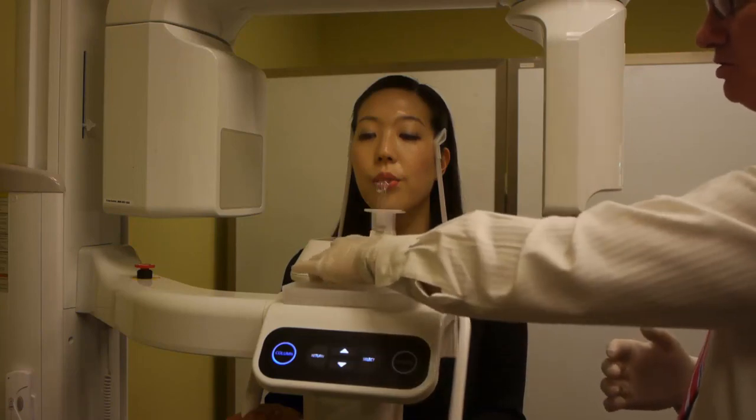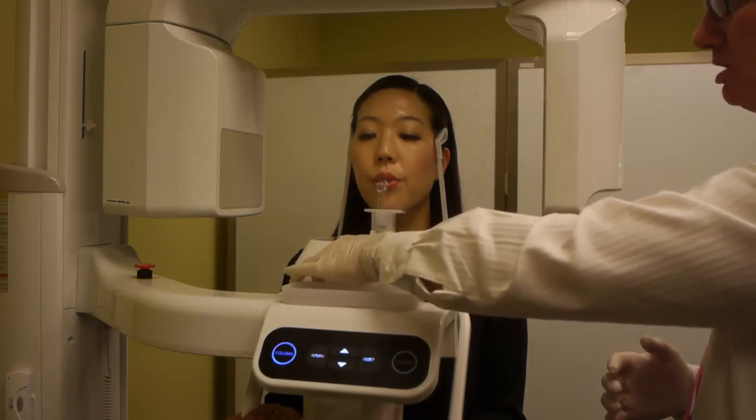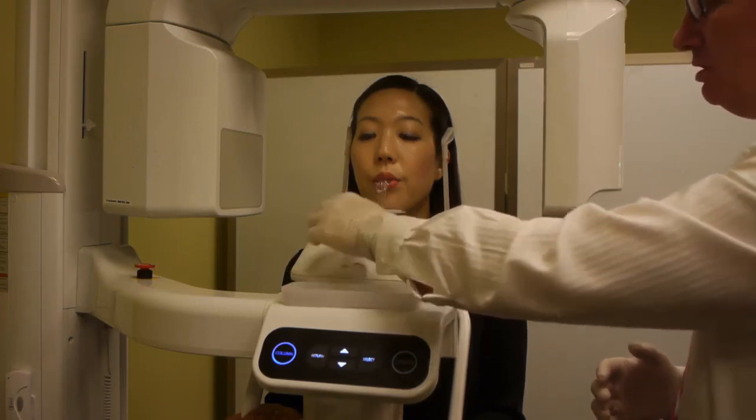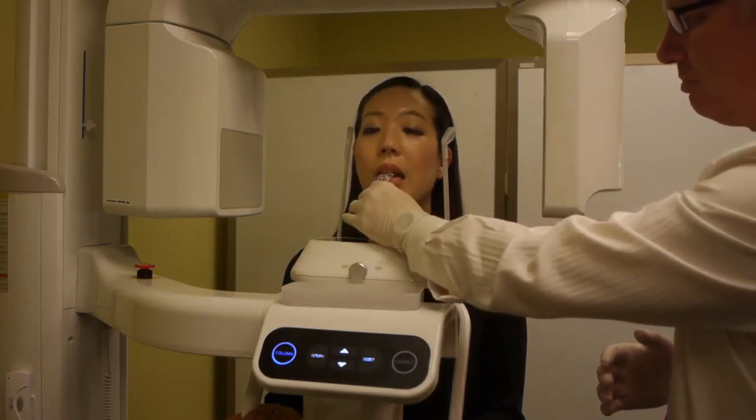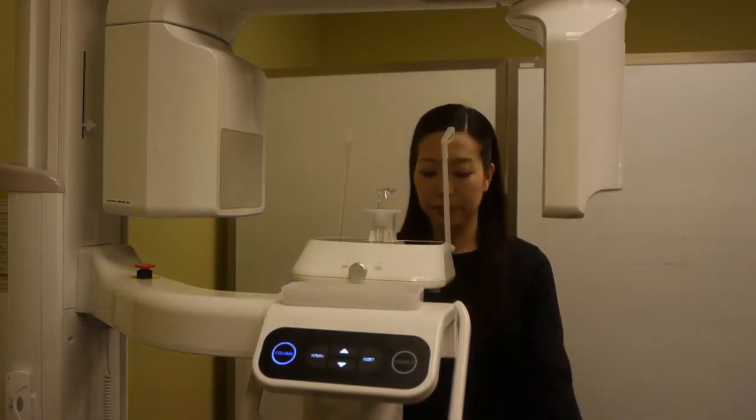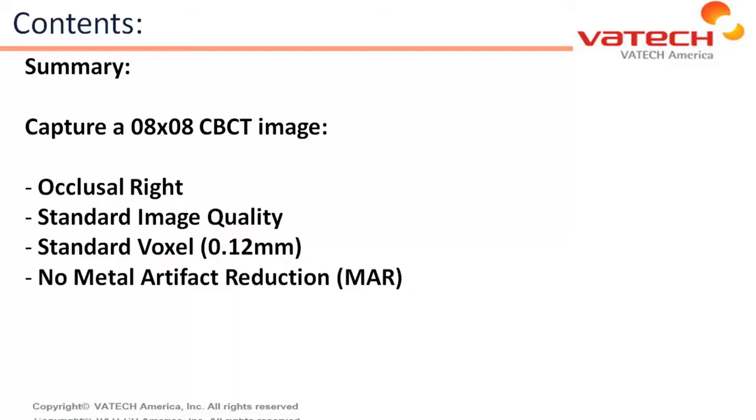First thing you're going to do is rotate the knob here to loosen up the temporal rods. Lift up the bite stick here slightly so they can release their bite, and they can exit out of the device to the left. In summary, you should now be able to capture an 8x8 CT image of occlusal right with standard image quality, standard voxel with no metal artifact reduction.